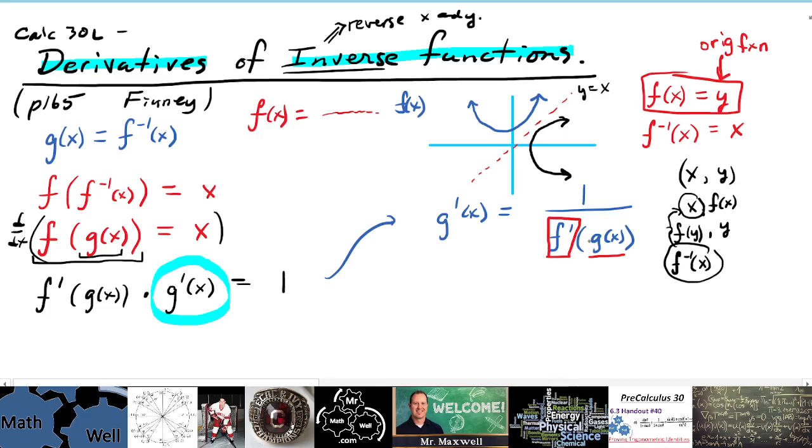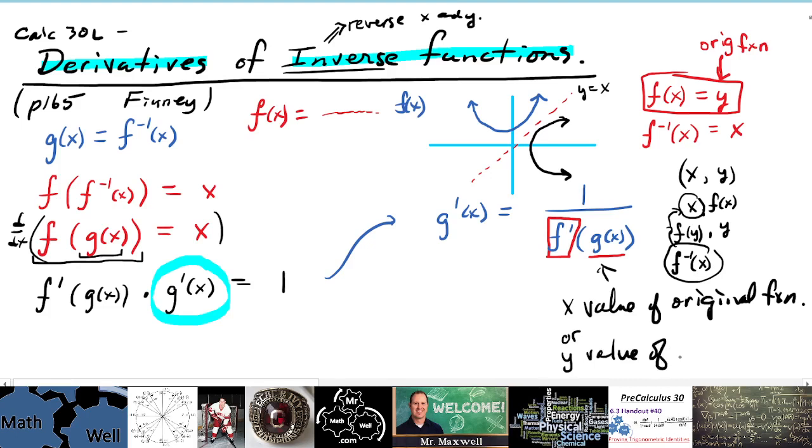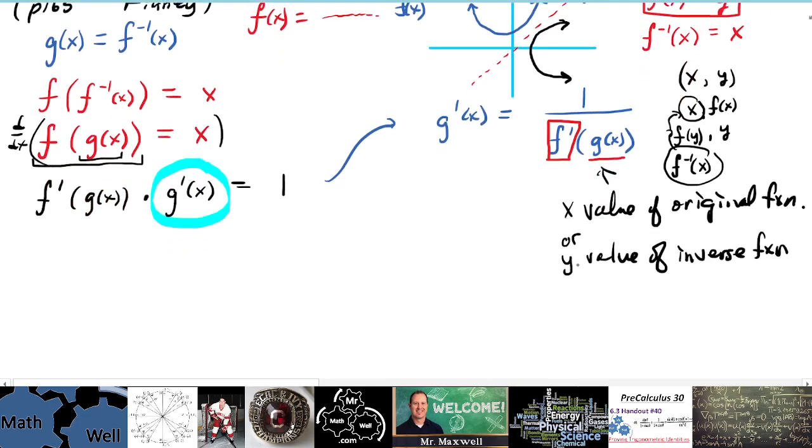Okay, so what does this mean here? This is the x value, and this is really important, x value of original function. So if we're evaluating at x equals blah, blah, blah, what's the derivative of the inverse? You use the x value of the original function, or the y value of inverse function. So if the point is on the original function, you use the x value. If the point that you're given that you want to find the tangent to, or the slope of, or the derivative of, then you use the y value.